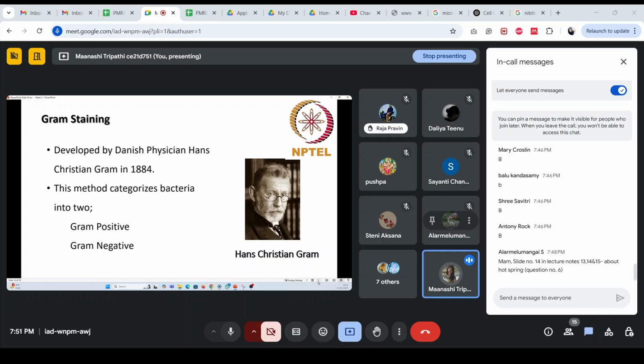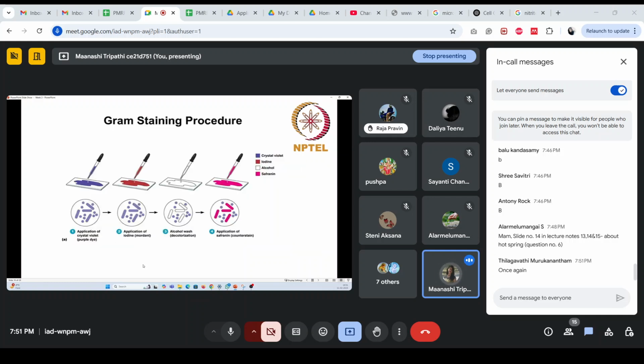This was explained in the first lecture, the introduction, but I would like to explain that again. I can see many new faces also. This week it was explained in much deeper detail. Gram staining was developed by the Danish physician Hans Christian Gram, so that's why we call it gram staining. Here the bacteria are categorized into gram positive and gram negative bacteria. This is the procedure for gram staining.